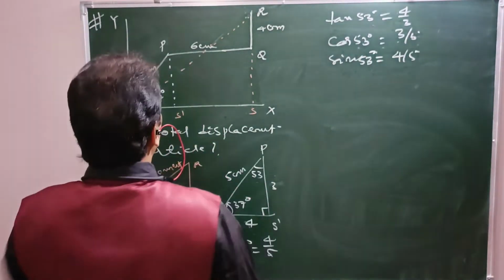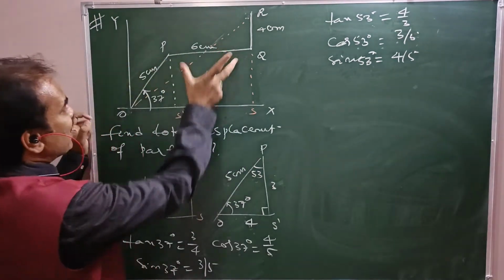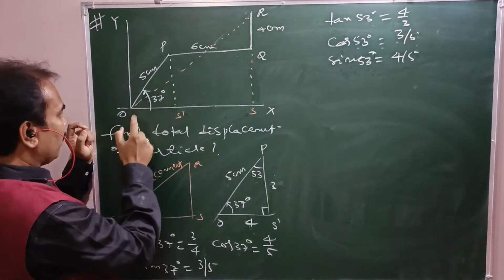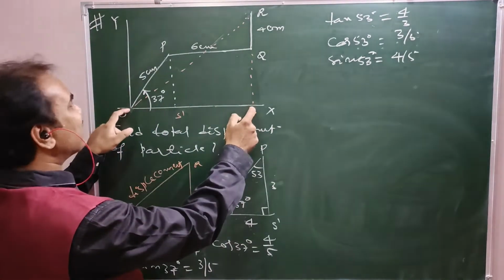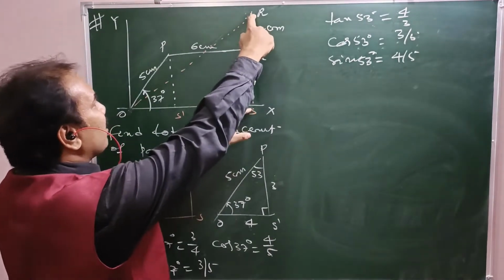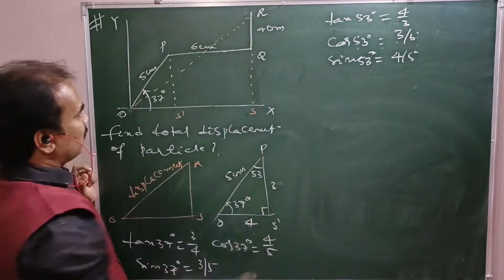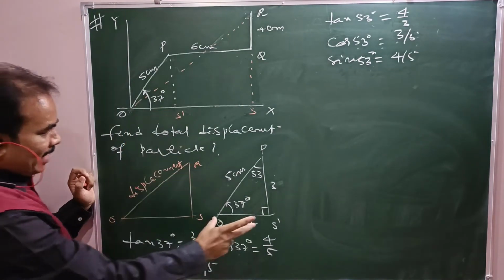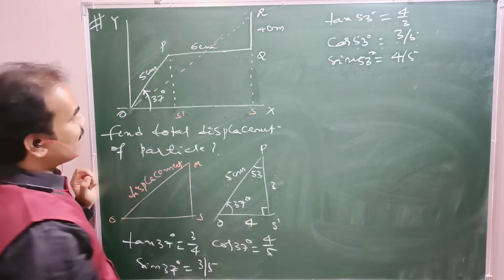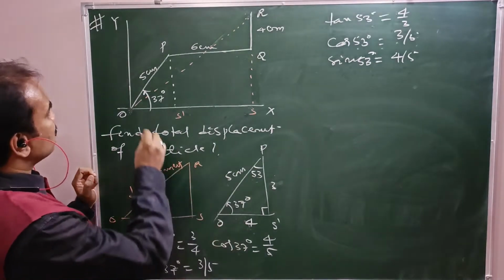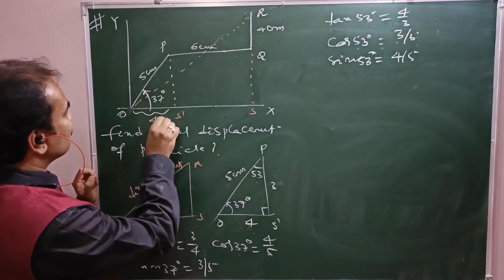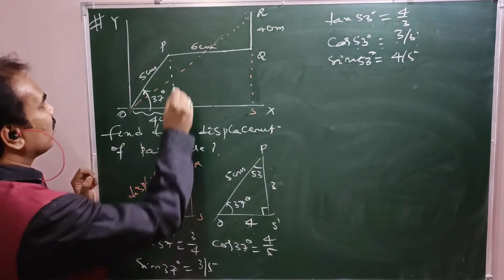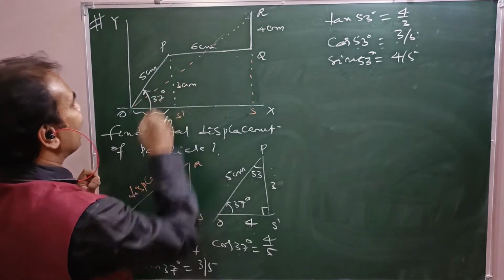Now see, from P to Q, what is the measurement? 6 centimeters. If you know this measurement also, from O to S, that is the adjacent side. This is the opposite side. Now what is the displacement? Hypotenuse, right? Now what is this measurement? Take this measurement. It is 4 centimeters, right? From here to there, 4 centimeters.